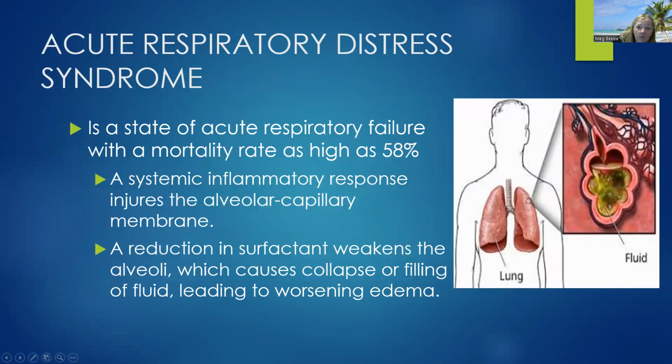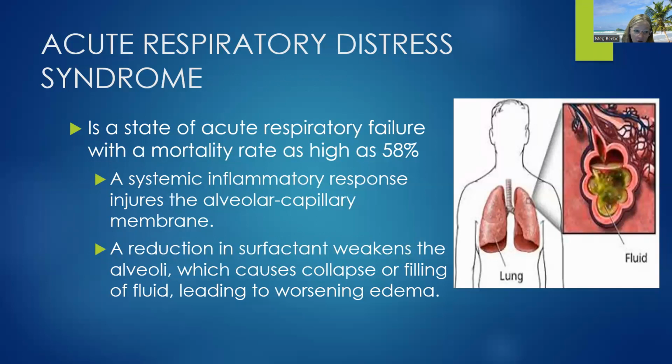Let's talk a little bit more about acute respiratory distress syndrome. So this is a state of acute respiratory failure with a mortality rate as high as 58%. With this, you're going to see a systemic inflammatory response that injures the alveolar capillary membranes. Because of that, you've got a reduction in the surfactant of the lungs, and it weakens the alveoli. This can lead to collapse or filling of the alveoli with fluid, leading to worsening pulmonary edema. You can see here, this is a picture of alveoli, and with that reduction in surfactant, you've got, in this particular case, fluid filling up those alveoli.